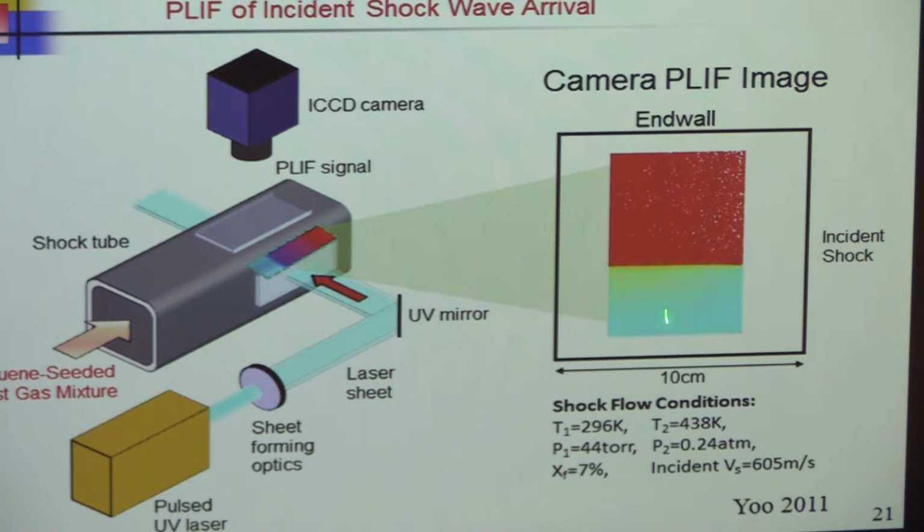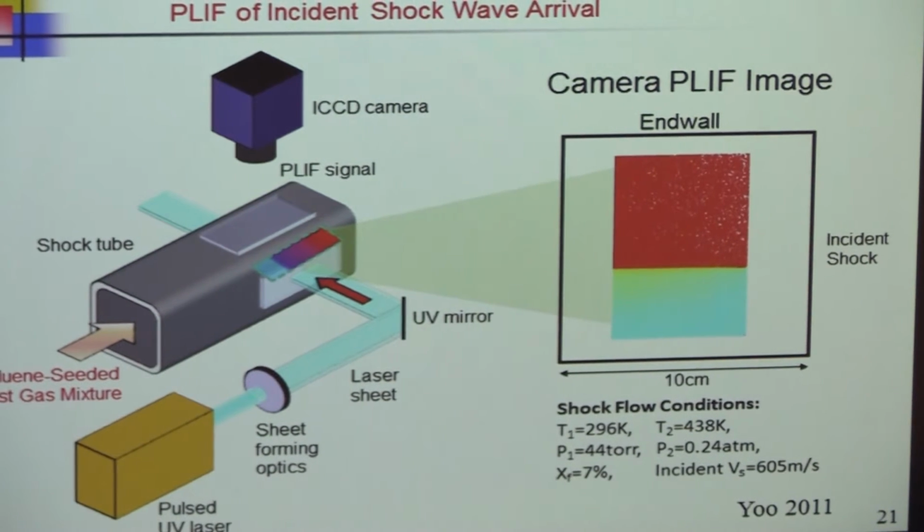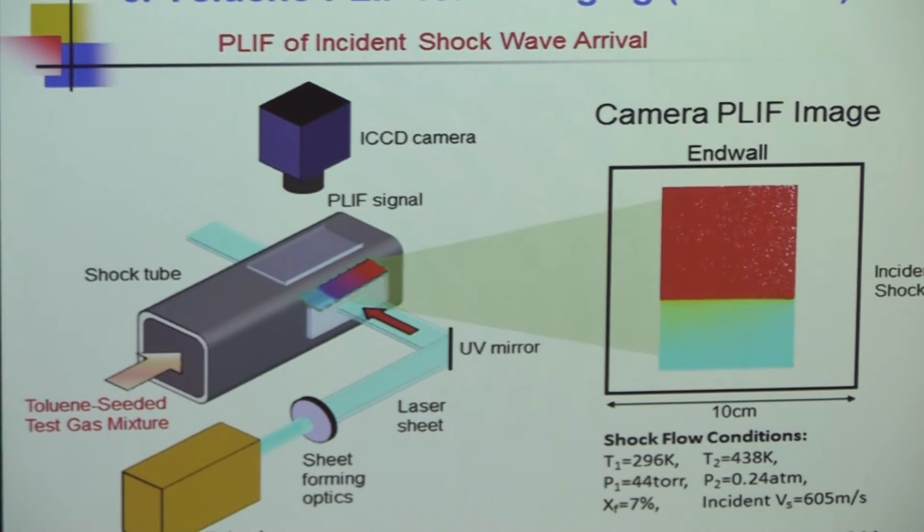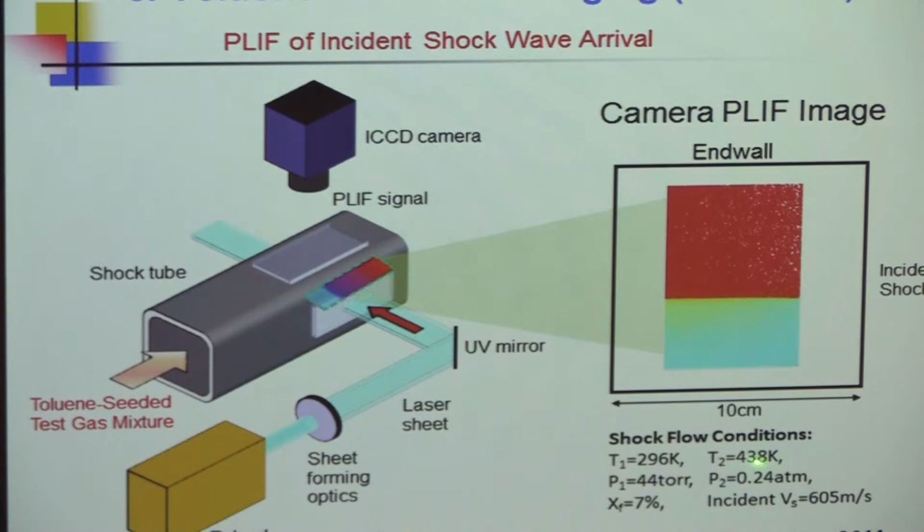It should be uniform, and we can look at the statistics of the signal in this region and say something about the performance of the system and its sensitivity to temperature. In this case, the post-shock temperature here was only 440 degrees. Shock speed is moving about 600 meters a second. And the student's name was John Yu.